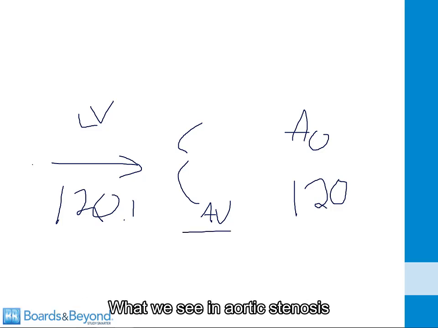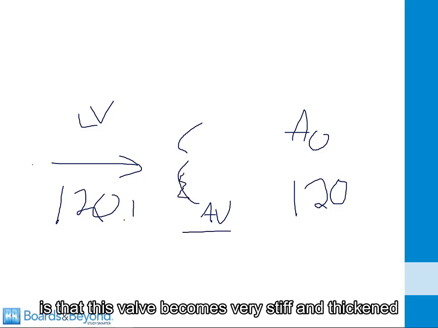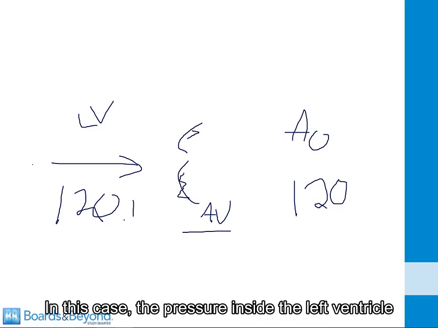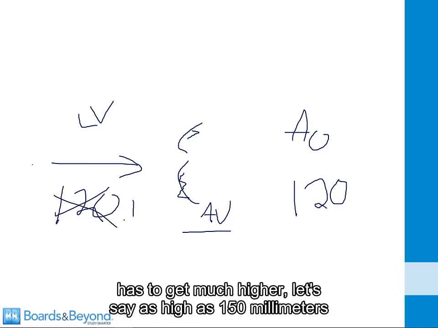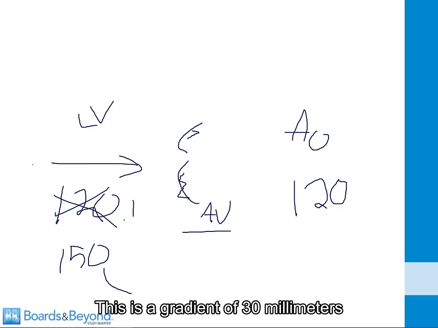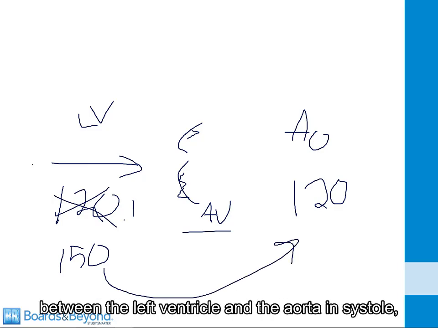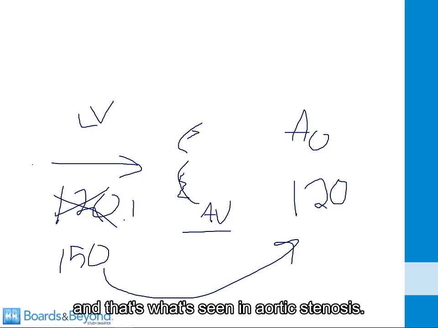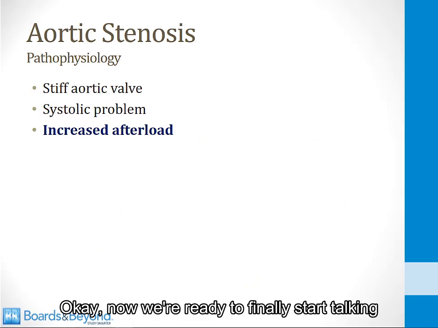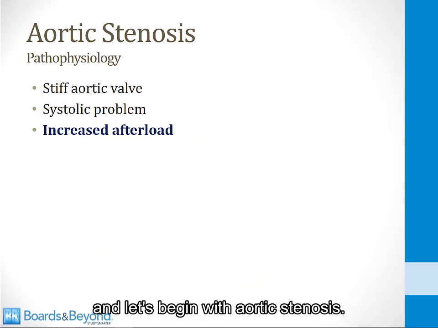What we see in aortic stenosis is that this valve becomes very stiff and thickened, and it's hard to open. In this case, the pressure inside the left ventricle has to get much higher, let's say as high as 150 millimeters, in order to open the valve. This is a gradient of 30 millimeters between the left ventricle and the aorta in systole, and that's what's seen in aortic stenosis. Okay, now we're ready to finally start talking about specific valve disorders, and let's begin with aortic stenosis.